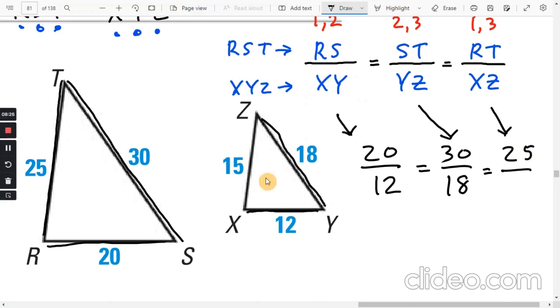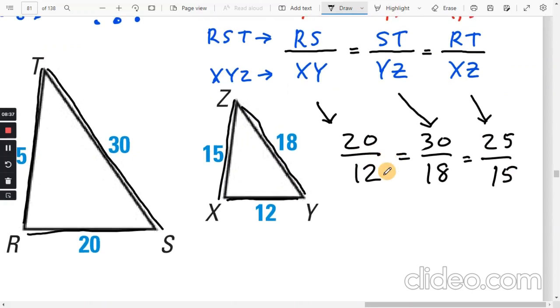And XZ is this one right here. That's 15. Okay. You can use the calculator and just get a decimal, or you can reduce fractions.